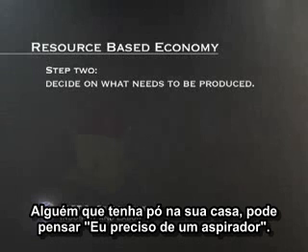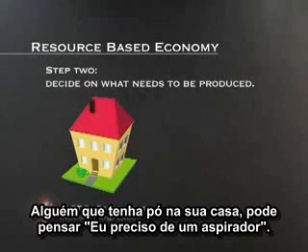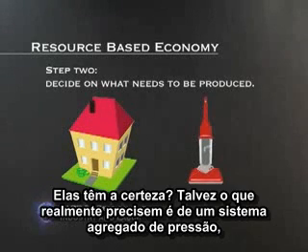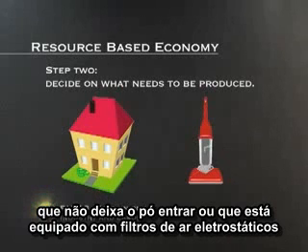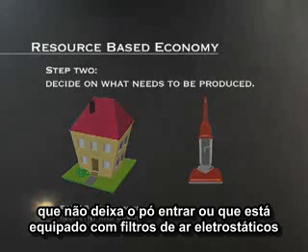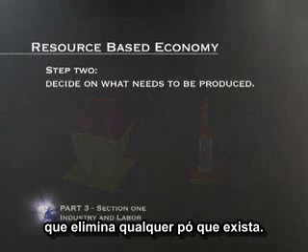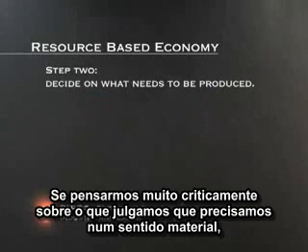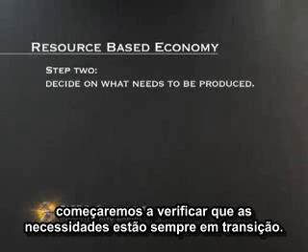Someone who has dust in his or her home might think, I need a vacuum cleaner. Are they sure? Perhaps what they actually need is a household pressure system that does not enable dust to enter or is equipped with electrostatic air filters that eliminate what dust there is. If we think very critically about what we think we need in a material sense, we can begin to see that needs are always in transition.